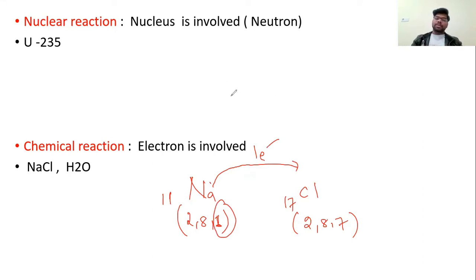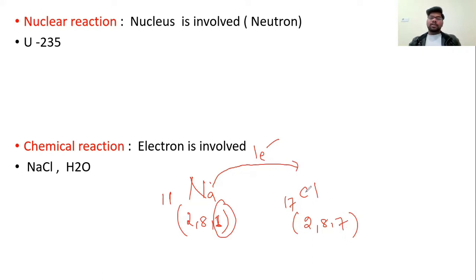So sodium will become stable, and chlorine on the other hand will also be stable. What does stable mean? In the sense of the octet. Chlorine will follow the octet rule, because in the outermost shell the electron number must be 8. That rule is known as the octet rule. So it can directly transfer an electron from sodium to chlorine to become stable.